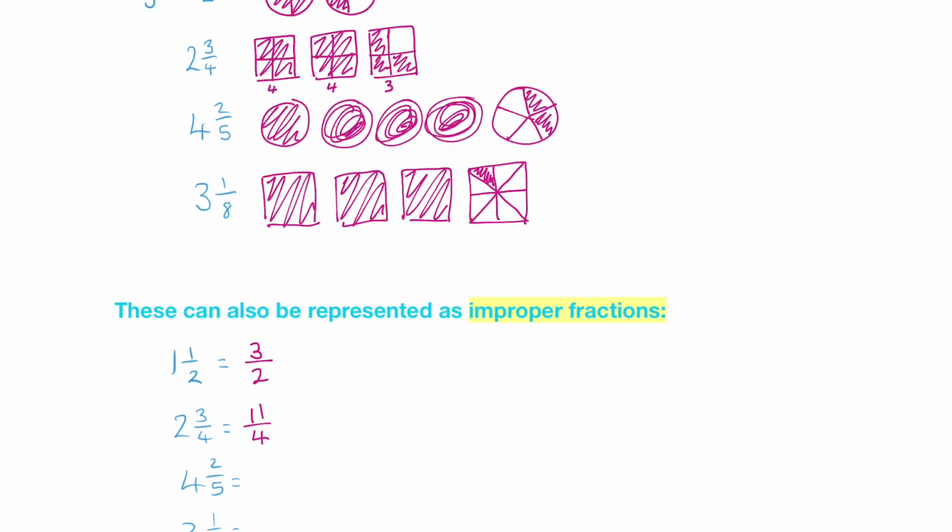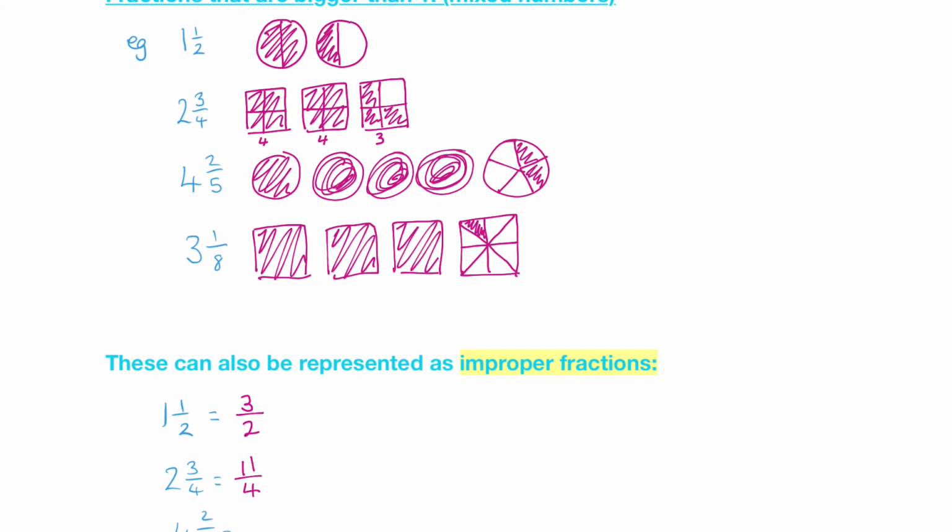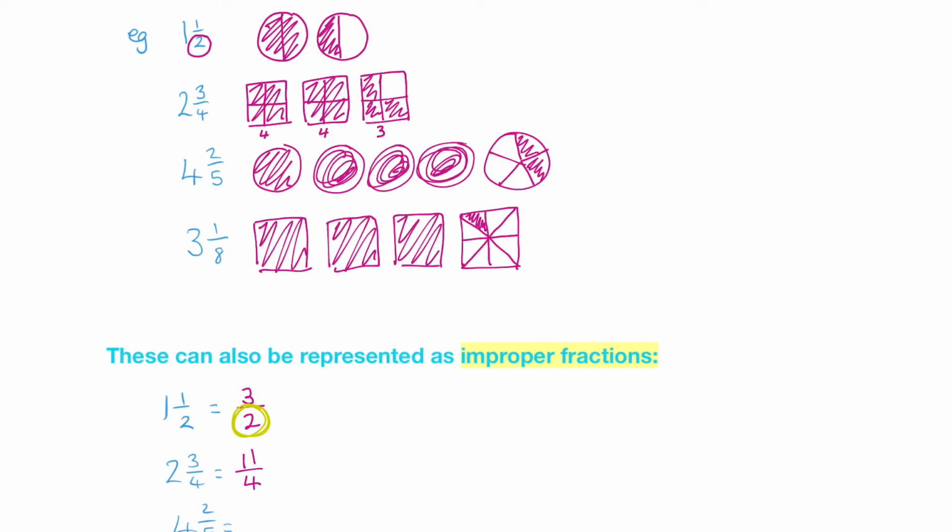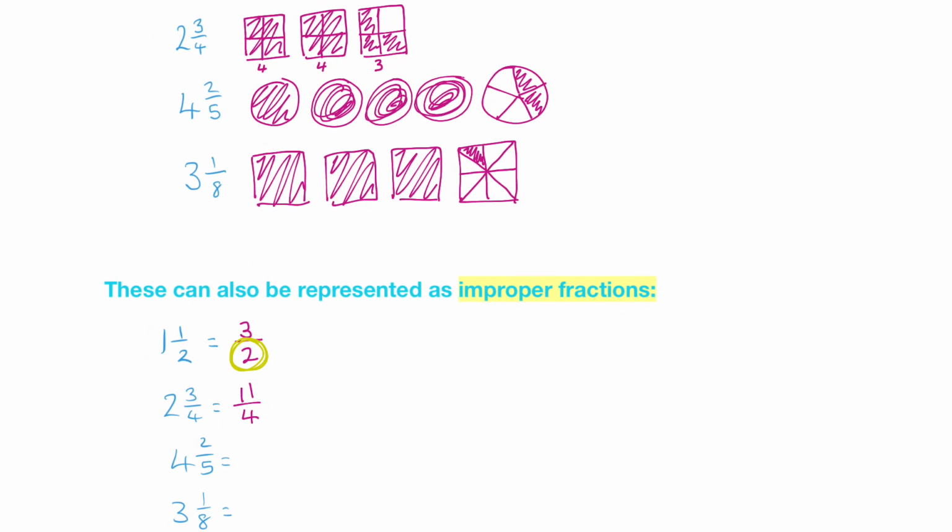So notice from the last two examples that we had halves and we've got halves in the improper fraction too. When we look at the next one, 2 3/4, the number on the bottom of the fraction, the denominator, hasn't changed. We're still looking at quarters. So that's something that we can look out for.